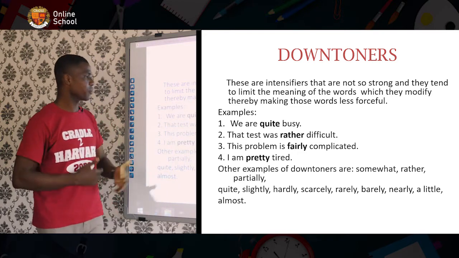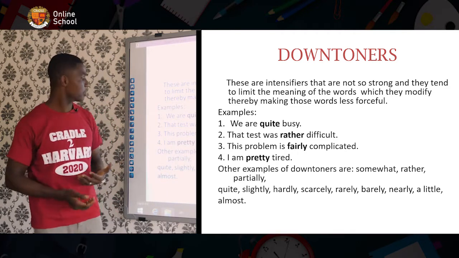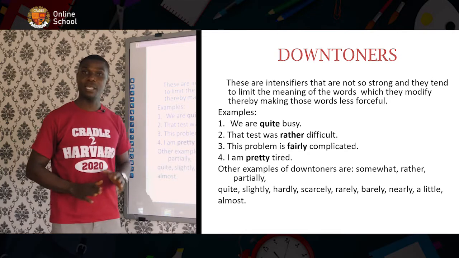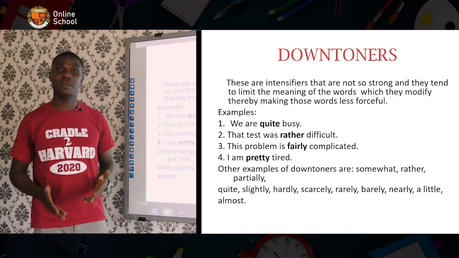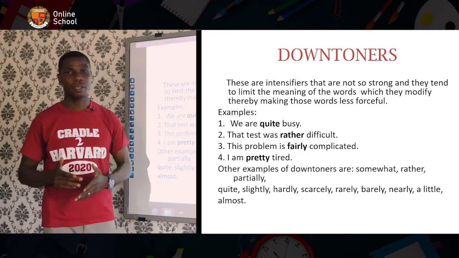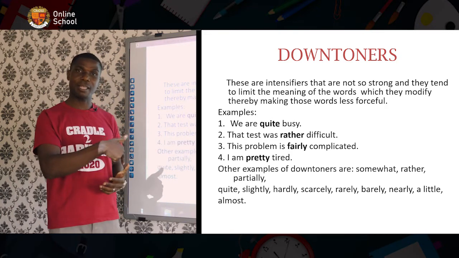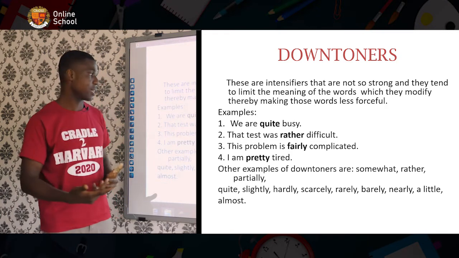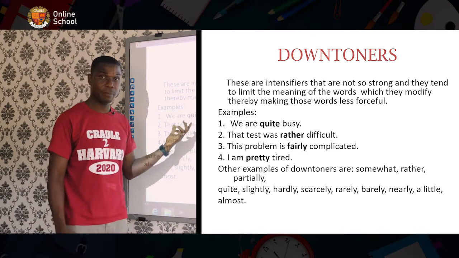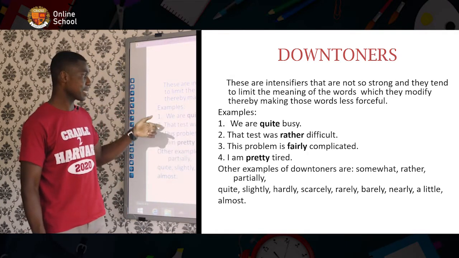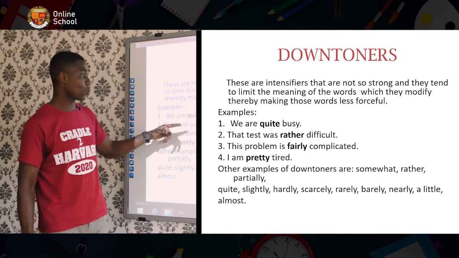Let's take a look at a few examples of downtoners. We are quite busy. Okay? You can see this is not very forceful, like in our previous explanation for strong intensifiers. We are quite busy. I believe you can identify the intensifier in this sentence: quite.